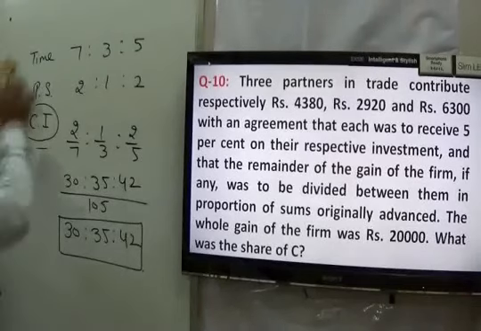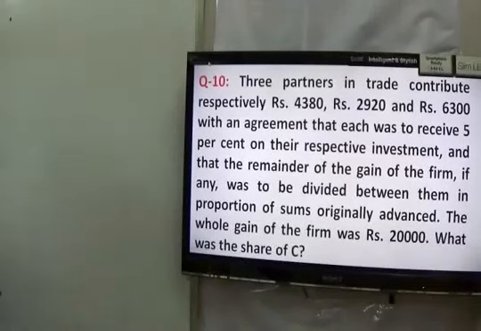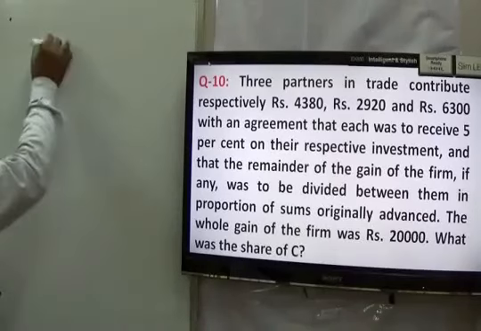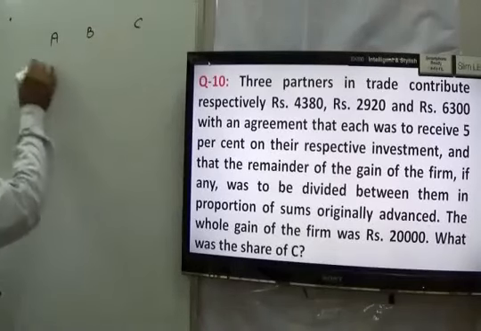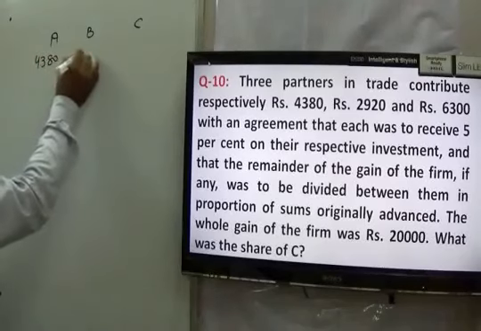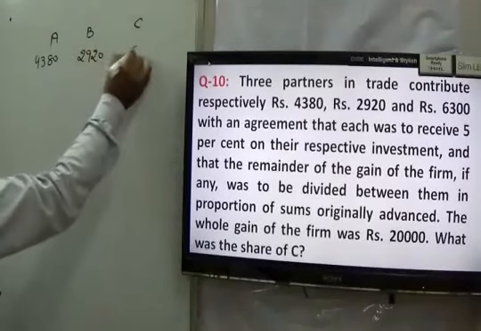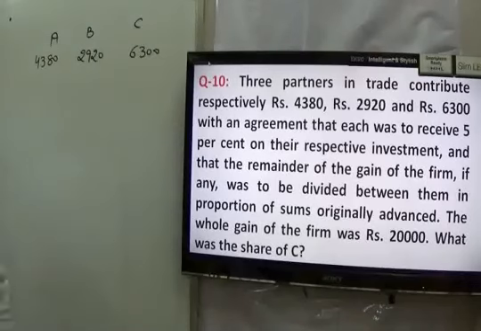Then we have question number 10. Understand it clearly. It is given that there are 3 partners in trade who contribute respectively 4380, 2920 and 6300. Suppose we say there are 3 partners A, B, C. First contributed 4380, second contributed 2920 and third contributed 6300. Then it's given that they are with an agreement that each were to receive 5% of their respective investment, and then the remainder of the gain of the firm, if any, was to be divided between them in the proportion of the sum originally advanced. The whole gain of the firm was 20,000. We have to find the share of C.